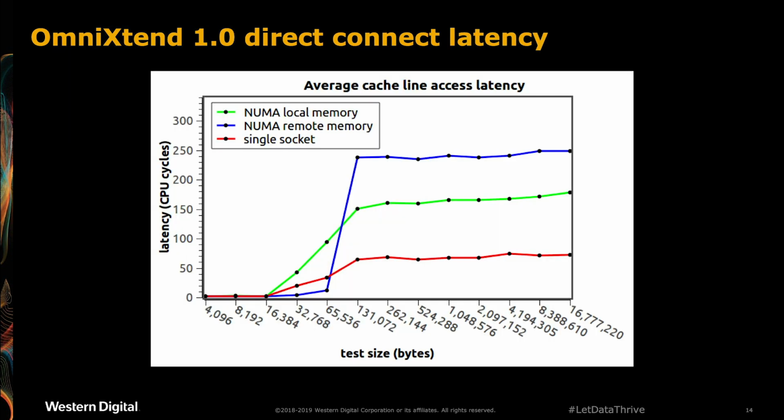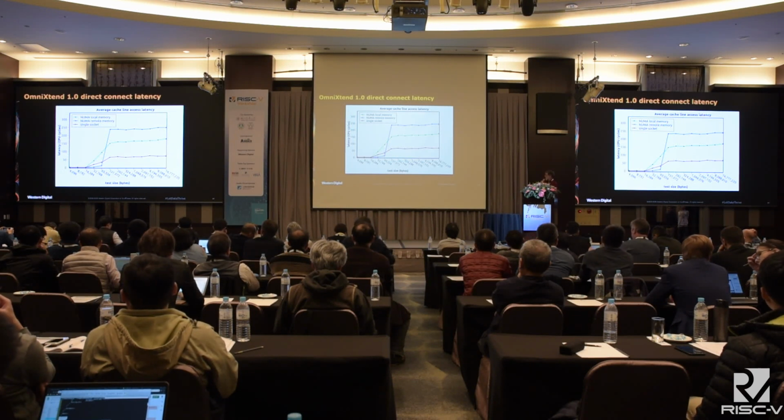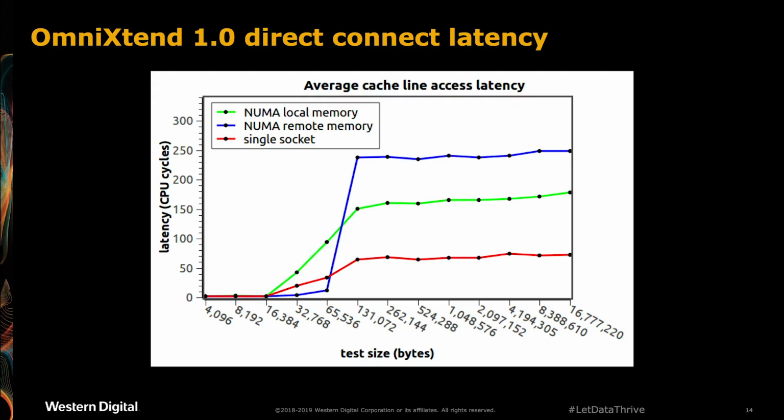These are measured latencies plotted against the test size. And for the smaller test sizes, the task fits inside the cache, so you get cache hits all the time. And then as the test size gets larger, you start seeing the memory access latencies. And you can see that on a single socket, without this OmniExtend, you get access at about 70 cycles.